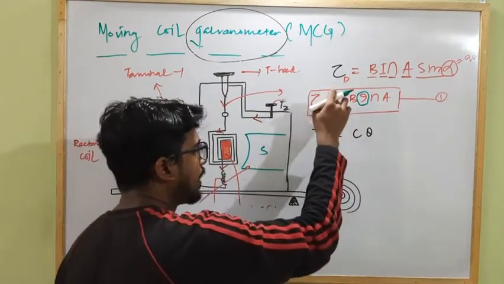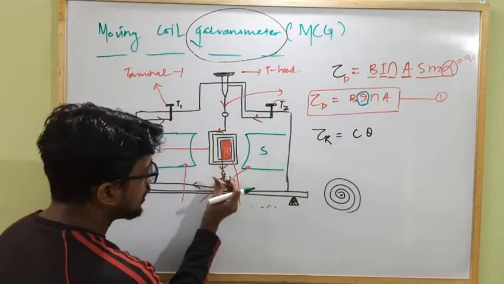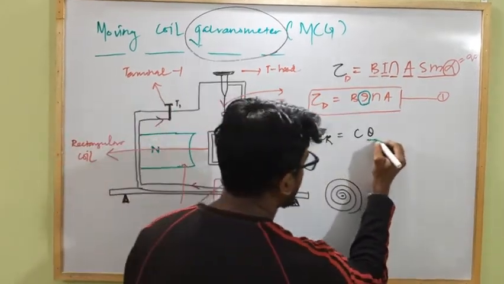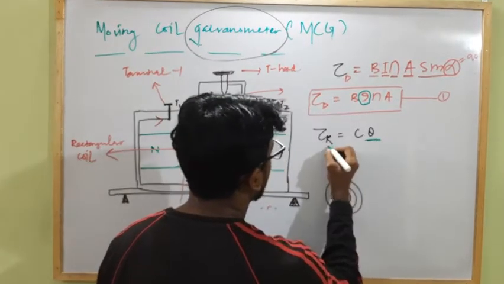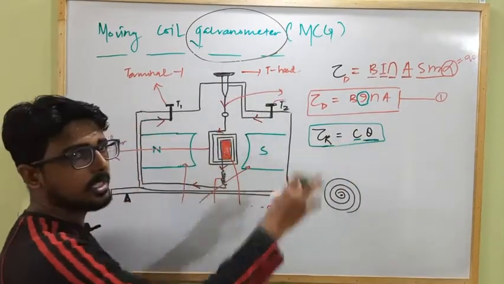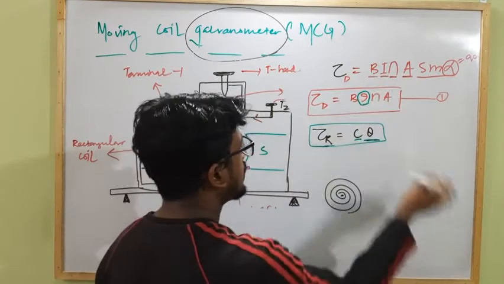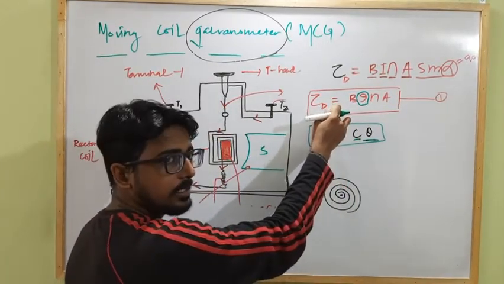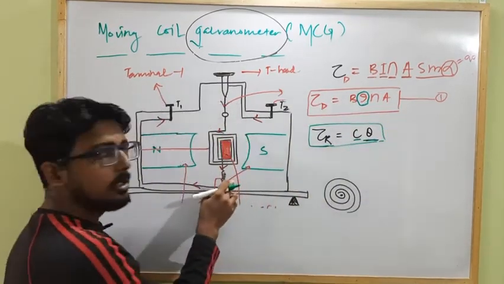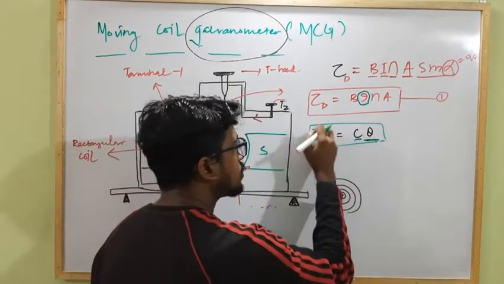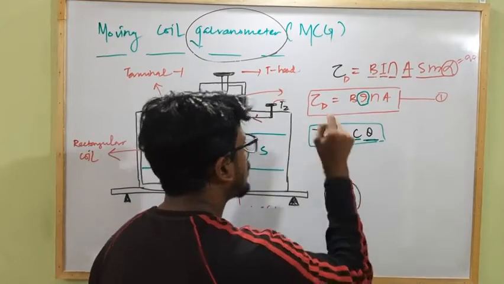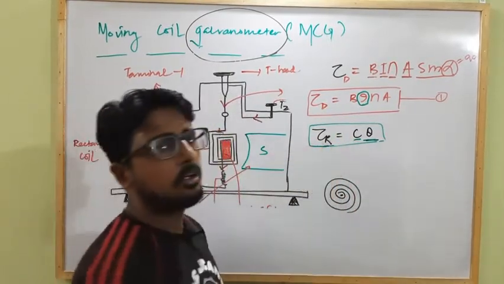As the deflecting torque varies, the twist inside the hairspring also increases, and as theta, the angular twist, increases, the restoring torque also increases because the torsional constant of the hairspring is constant. So as I increases, deflecting torque increases. As deflecting torque increases, the angular twist of the hairspring increases, and due to which the restoring torque increases. That means if we increase the current, indirectly the restoring torque also increases.